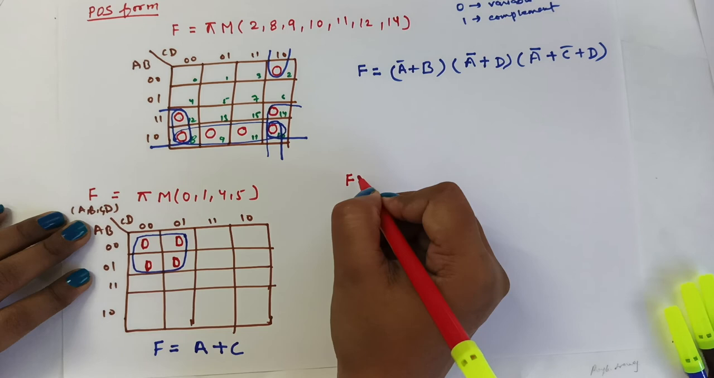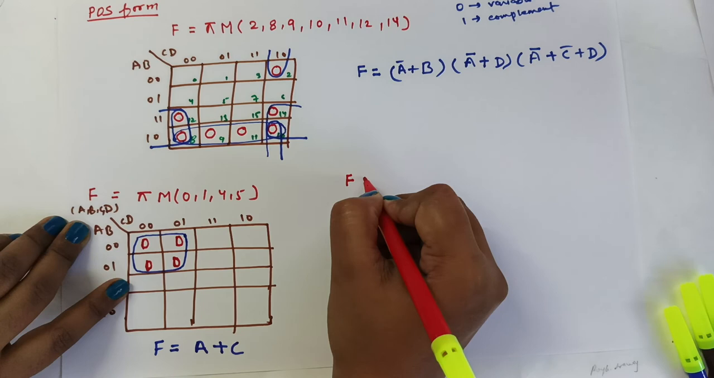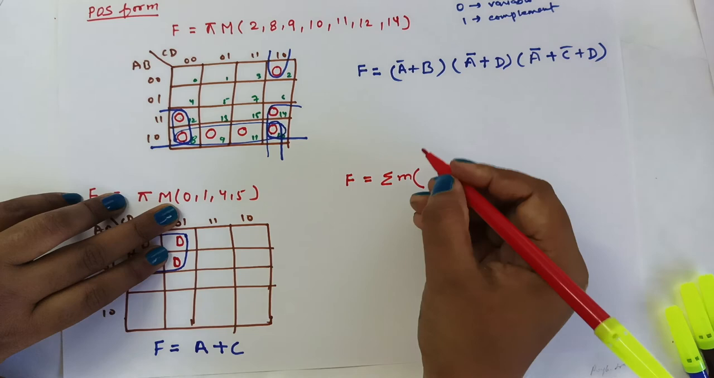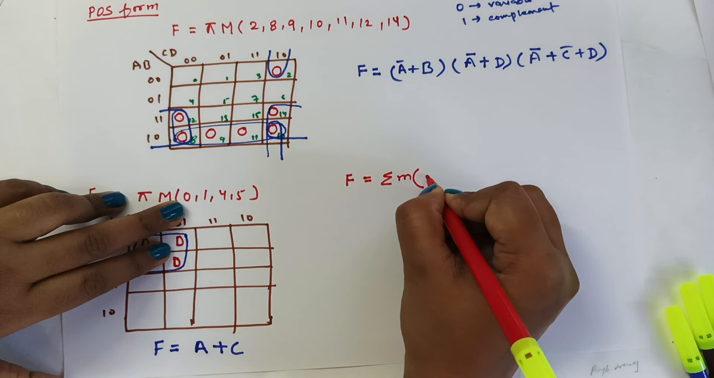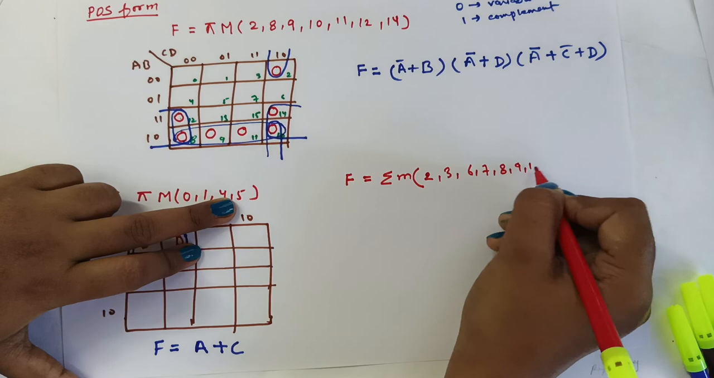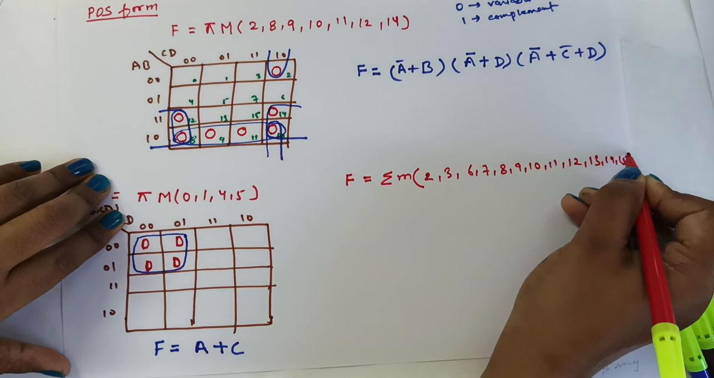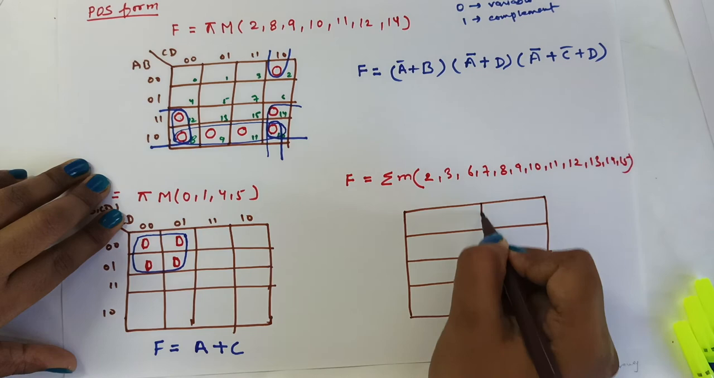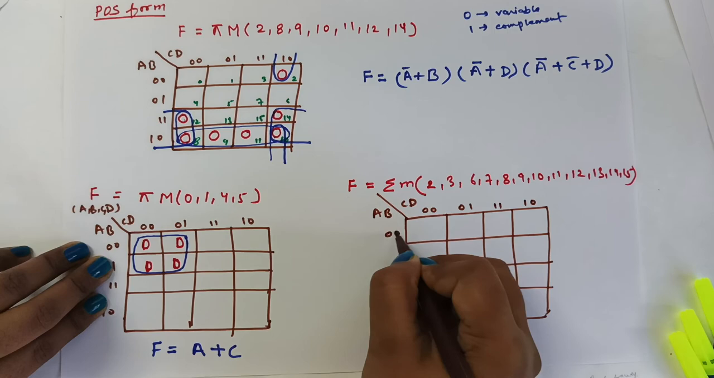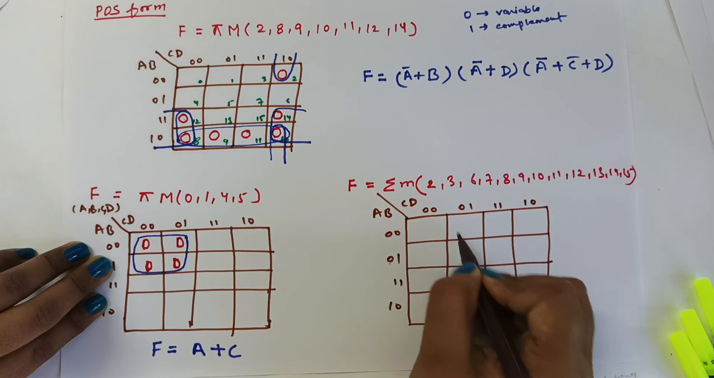Suppose we need to change it into SOP form. So we write this function as sum of min terms, and leaving all these cells, we write other cells other than these cells. That means 2, 3, 6, 7, 8, 9, 10, 11, 12, 13, 14, and 15. A, B, C, D: 0 0 0 1 1 0 and 1 1, 0 0 0 1 1 0 and 1 1. So except these 4 cells, everything is 1 here.